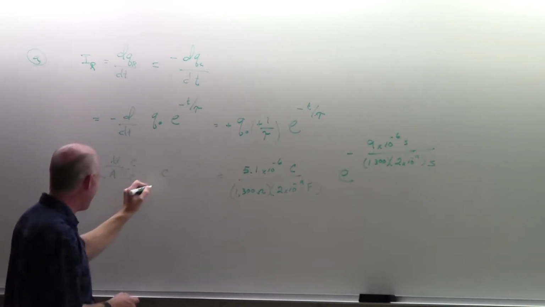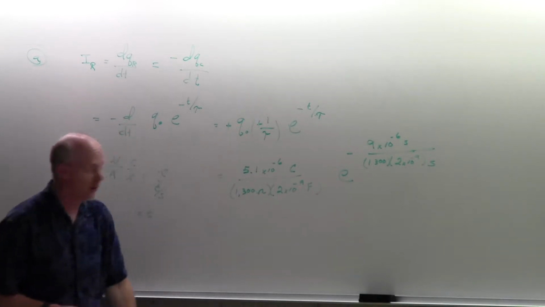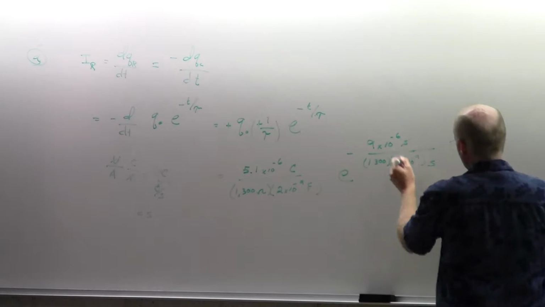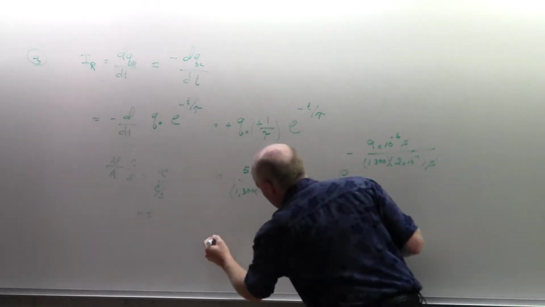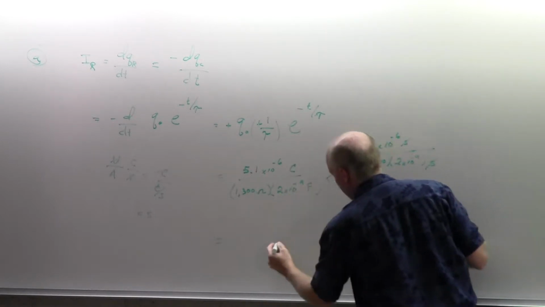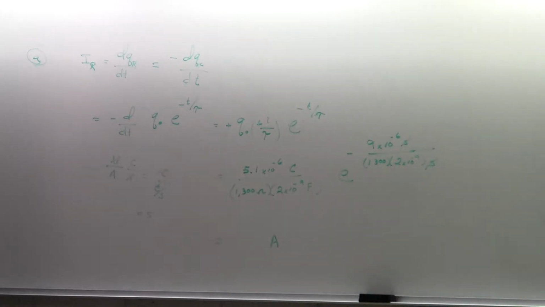Got coulombs. An amp is a coulomb per second. Coulombs cancel off, and you do end up with seconds, which is good because in my exponent, seconds and seconds are going to cancel off. In my constant out in front, I'm going to get coulombs per second, and that's what we call an amp, right? And so that's what we're after. Current. How much current? How many amps are flowing in here?